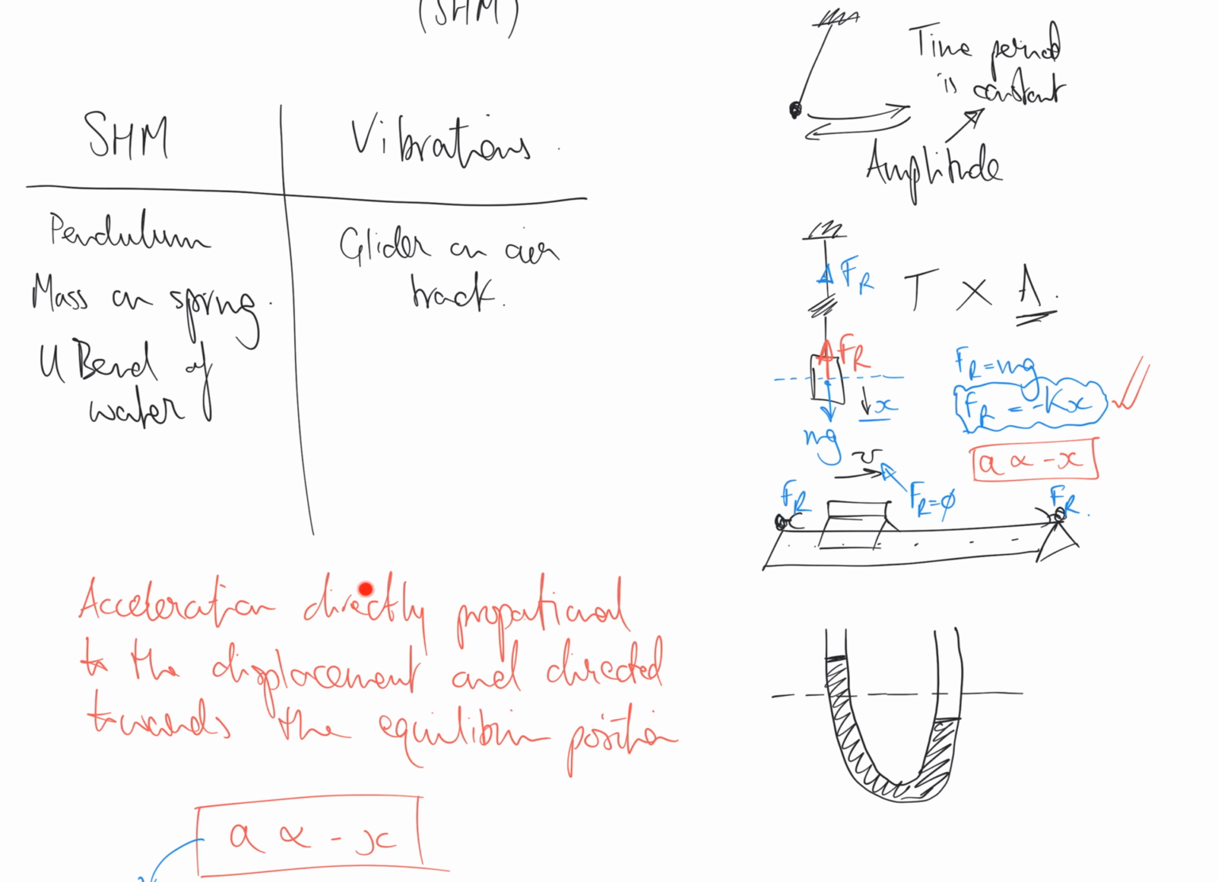We can't argue that it's directly proportional, because we know for a long period of time it's going to be zero. Then you have a big force here, then it's going to be zero. Then a big force there, and then it's going to be zero. So that's why it sits on this side.